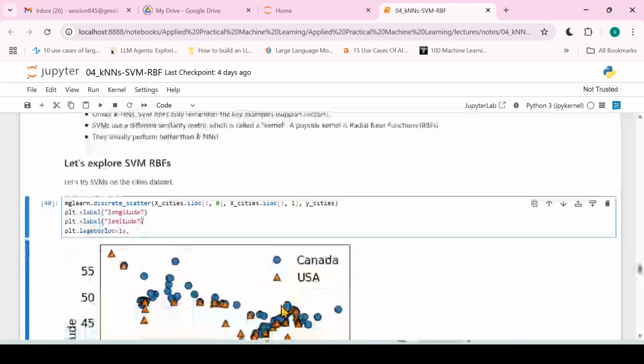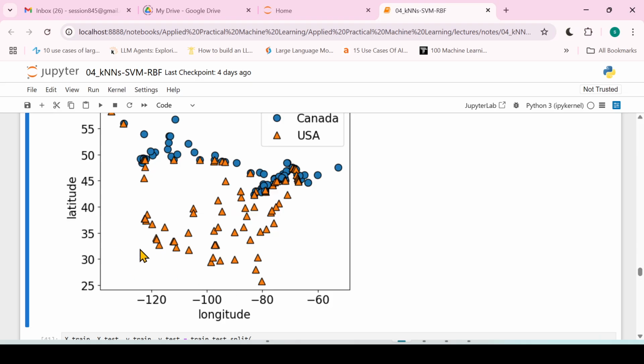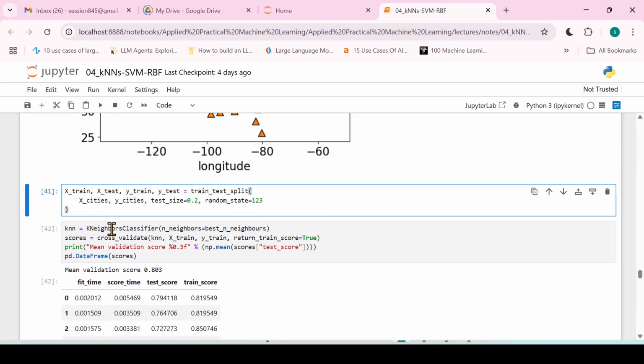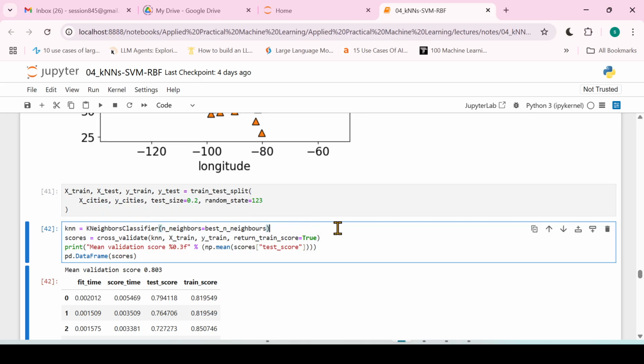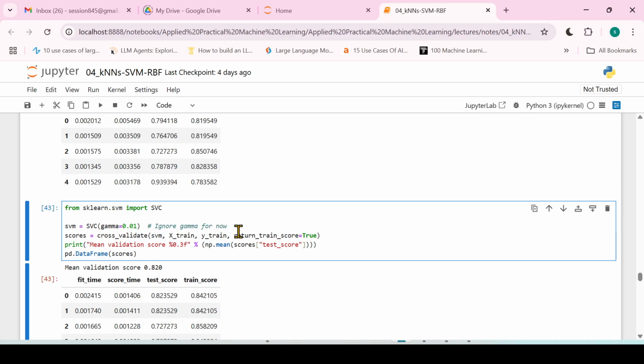Let's explore SVM over here. Here we have just plotted the examples. Again, we have plotted this Canada university dataset with the latitude and the longitude on the Y and the X axis. Here we have split our data into train and test. First we are trying our k neighbors classifier with the best n neighbors, and with cross validation we just want to check the scores. Here we can see that the mean of the validation score is 80%, and we can also see the total test score and the train score we have, and their mean score is 80%. Now let's see how the result comes with the SVC.